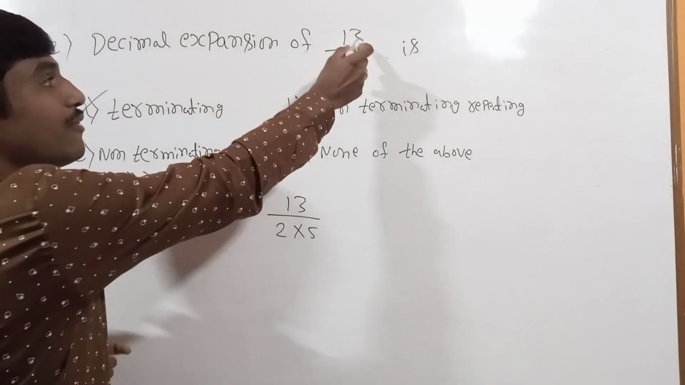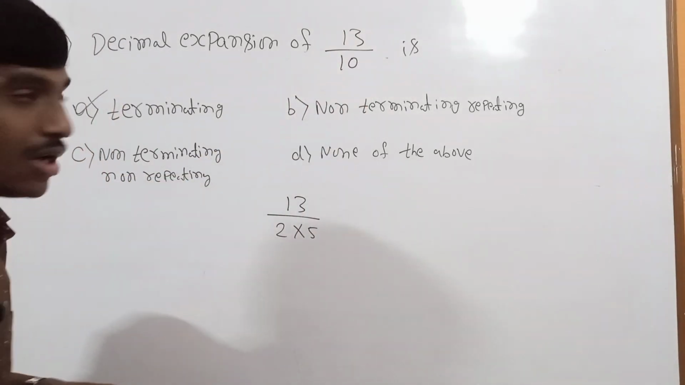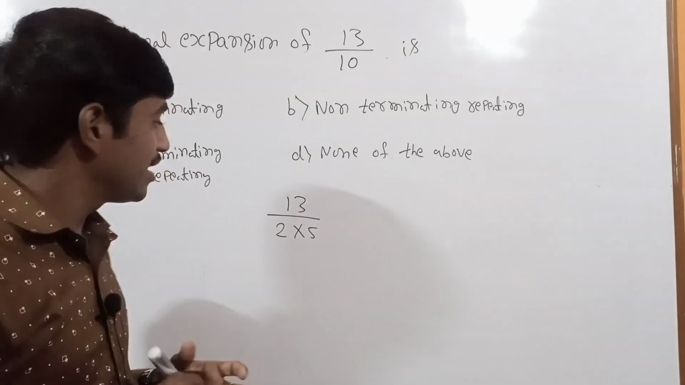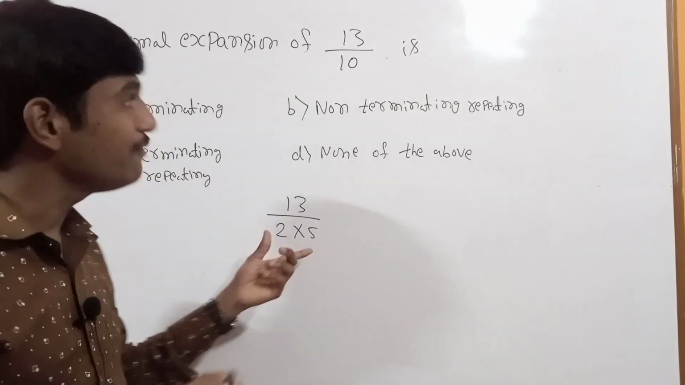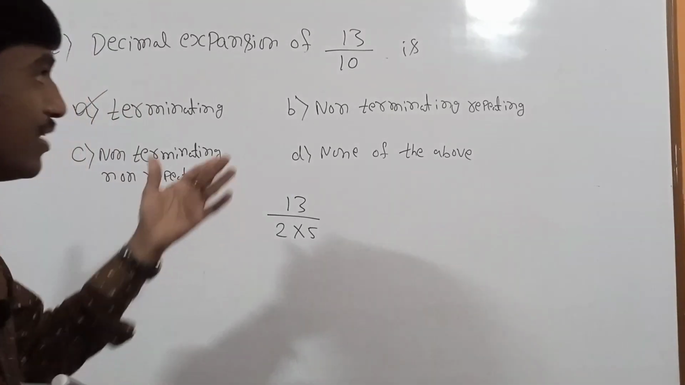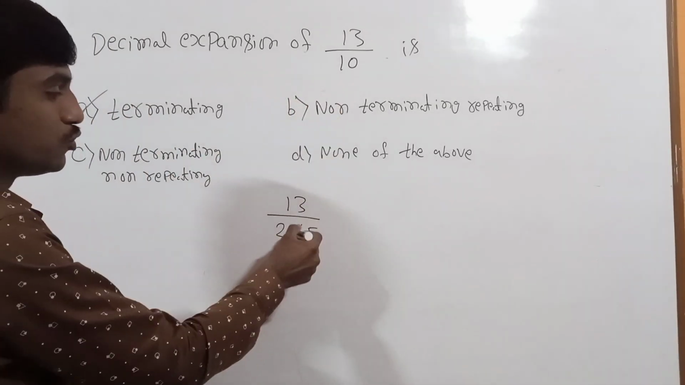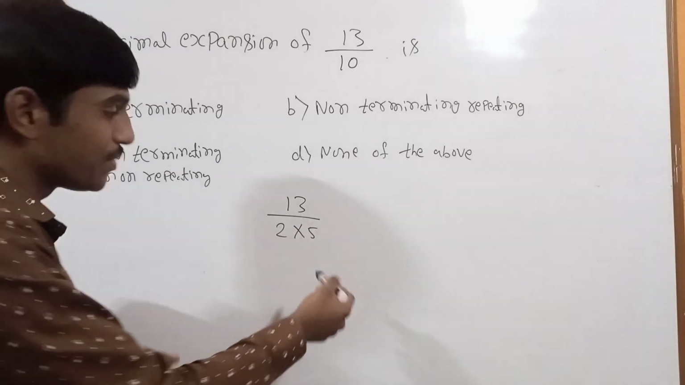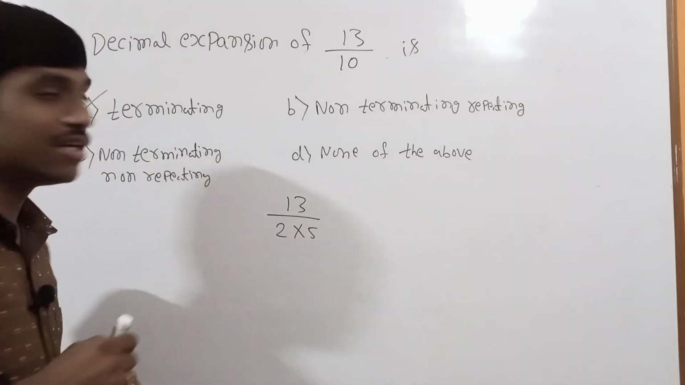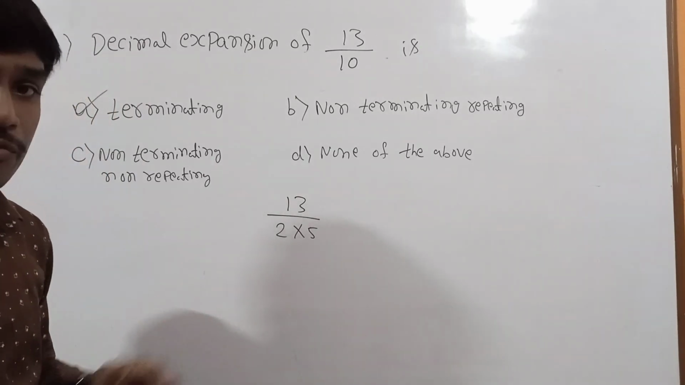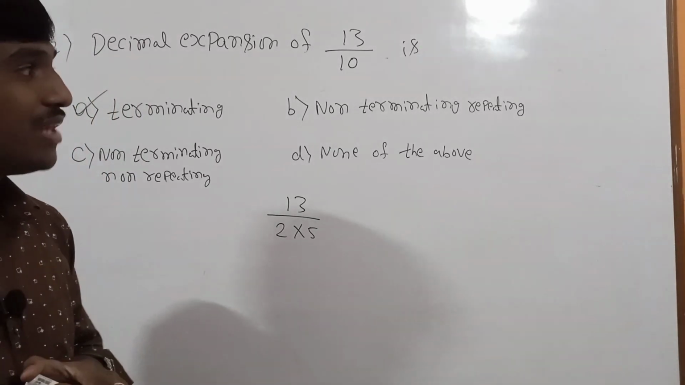So now when they give 13 by 10, you should not conclude immediately. You have to check whether we can express the denominator in the form like this, and then we can conclude whether it's terminating or not. So here 13 by 10, the denominator is 2 into 5, which are the factors. So from the theorem we can say that it is a terminating decimal expansion. So this kind of problem you can expect from the real numbers chapter.